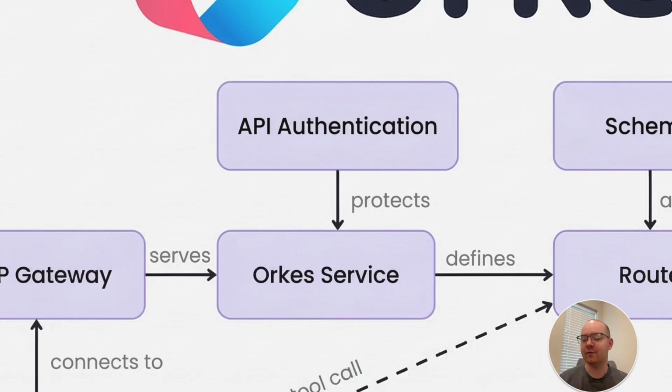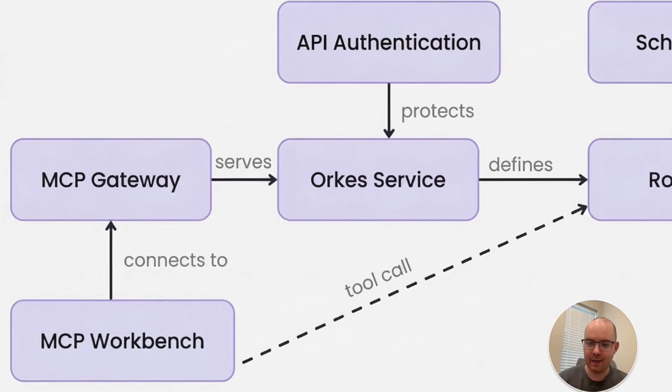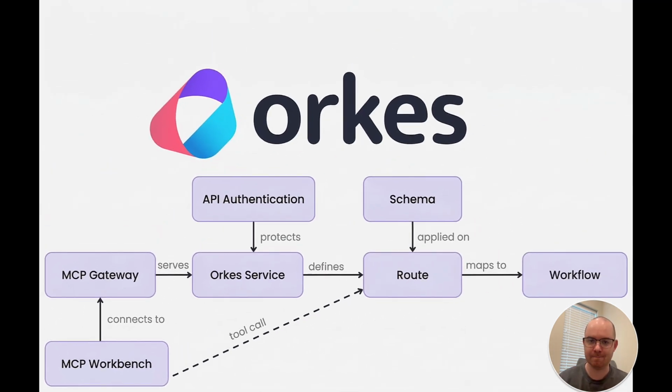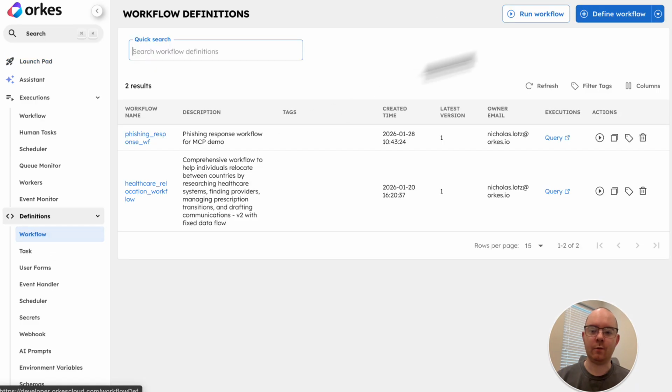And then the killer feature here will be an MCP gateway. That will expose this whole ticket route as an MCP tool that AI agents can discover and call. And then finally, we'll use the Orkes MCP workbench to provide a developer interface to test and debug this whole ticket creation tooling. We'll start by creating an Orkes workflow.